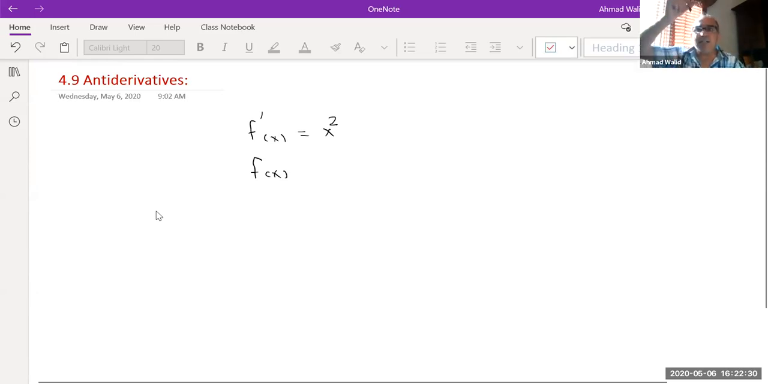Or an object is falling down. The rate of change, taking the derivative, shows how to find the velocity function. Now, if I give you the velocity function, you should be able to find the position function. At that point, where is my object? Correct? It's the discussion of antiderivatives.